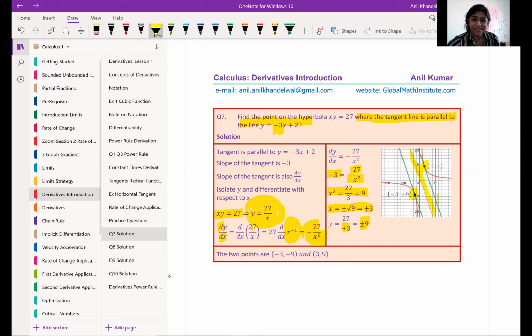Wait, no, I lost you. So 27x to the minus 1, I got that part. And then, what is minus 1 minus 1? Oh, minus 2. Okay. And then I wrote x squared in the denominator. Is that clear now? Yeah.